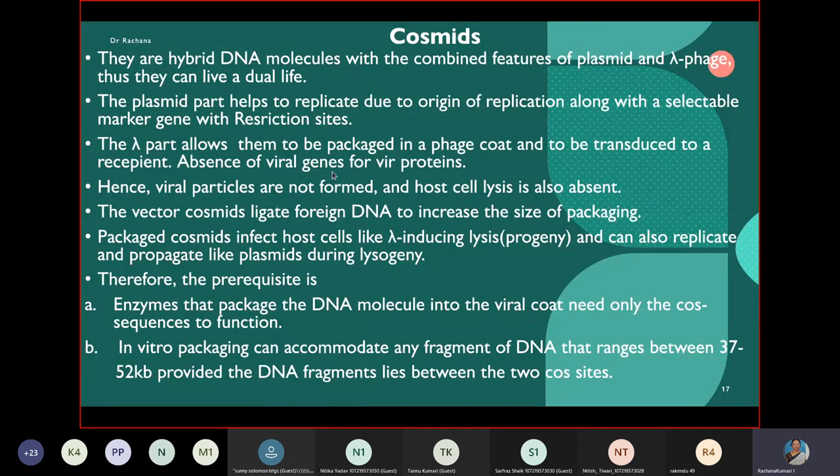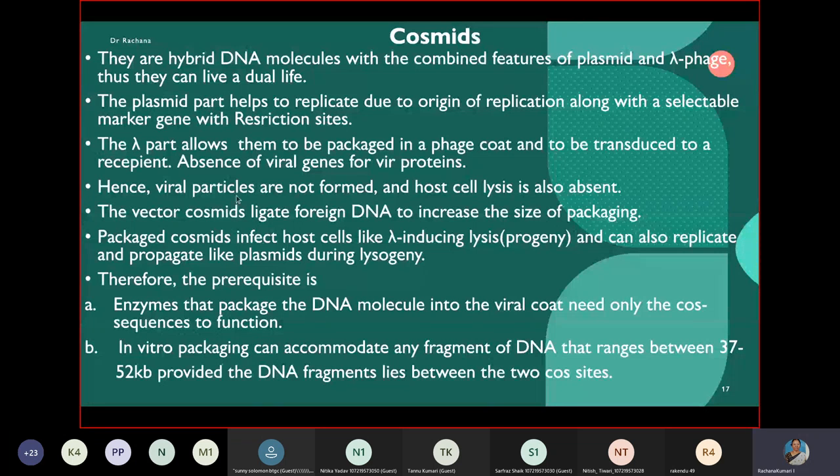The absence of viral genes for Vir proteins. What is this absence of viral genes for Vir proteins? These are a set of genes which govern the process of transfer of the viral genome into the bacterial cell. Pathogenic genes, the genes which give the viruses a property of pathogenicity for the purpose of infection. So these genes are removed.